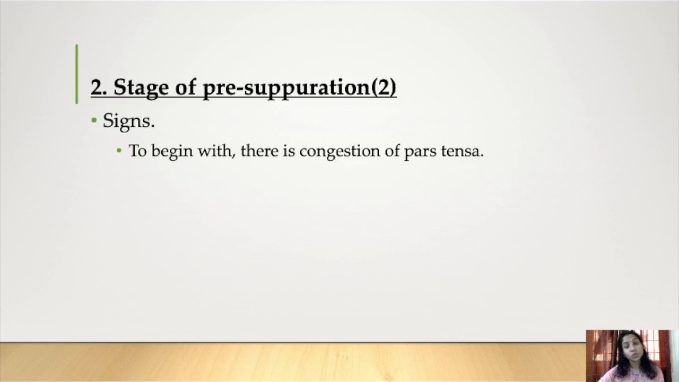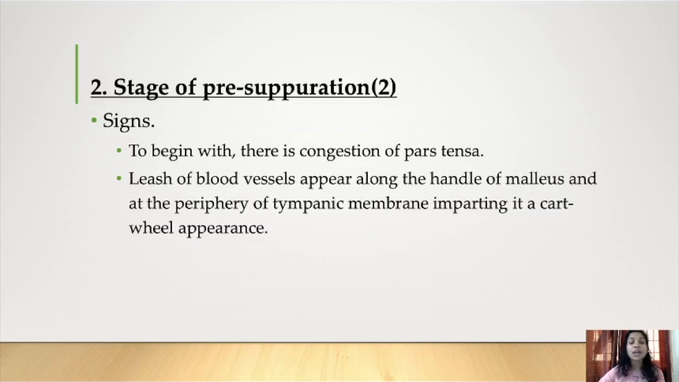Signs: to begin with, there is congestion of pars tensa, and a leash of blood vessels appears along the handle of malleus and at the periphery of the tympanic membrane, imparting a cartwheel appearance. You saw the handle of malleus, right? There the leash of blood vessels will appear, and at the periphery of the tympanic membrane also, imparting a cartwheel appearance. Cartwheel, you know, right? A bullock cart wheel-like appearance. A bullock cart has round wheels with spokes, right? So a cartwheel appearance can be seen.